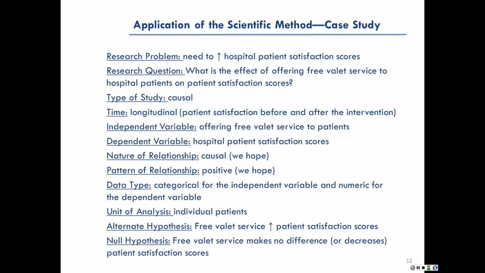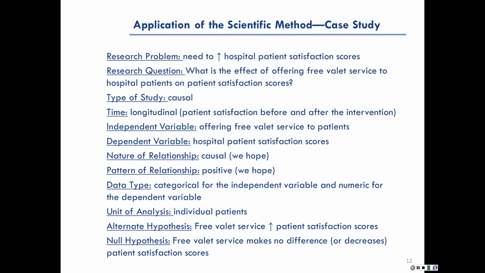The data type here, for the independent variable, is categorical, right? Either people will receive or they will not receive the free valet service, and so that's a yes-no binary categorical variable. However, the dependent variable is a numeric continuous variable because those are patient satisfaction scores, and those can vary along a dimension. I believe typically the way Medicare measures those is from 0 to 100.